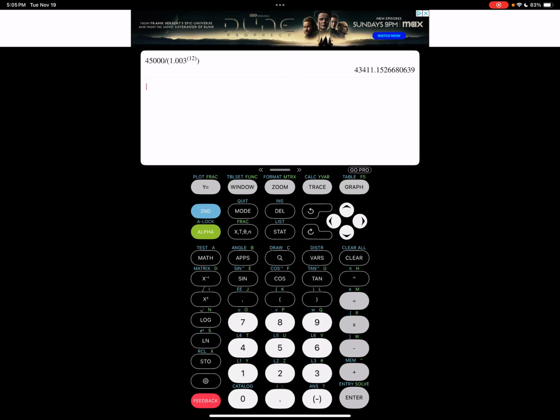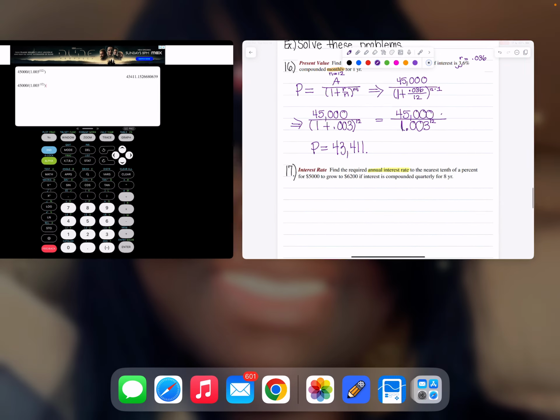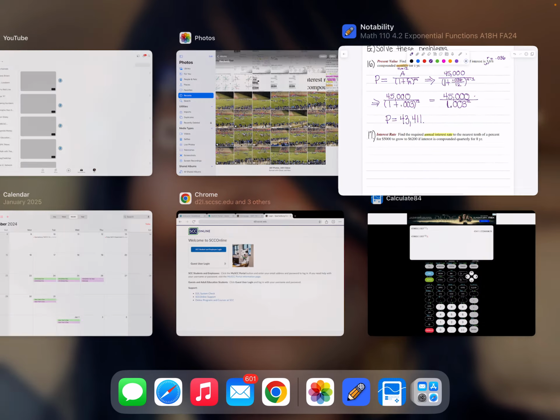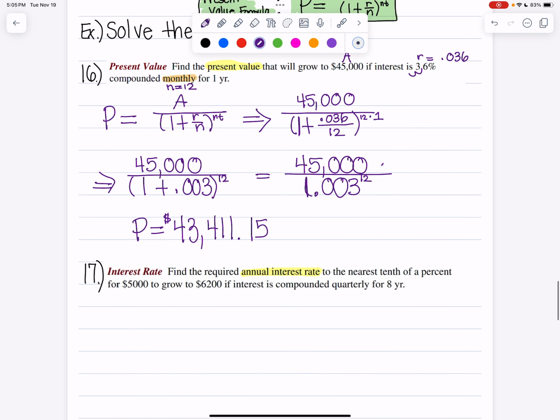Look what we started. We started at 43,411. How many cents? 15 cents. 43,411. And I can't remember how many cents. How many cents we said? We said 15 cents because the 1.5, don't round up. Do not round until the very end, you all. I keep saying that because it is so important that we don't round until the very end.